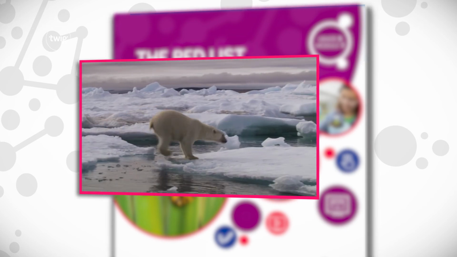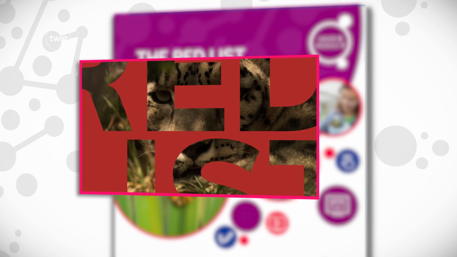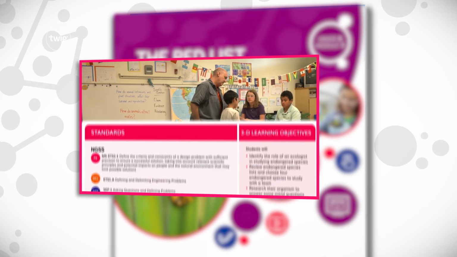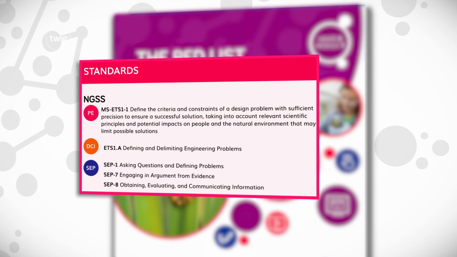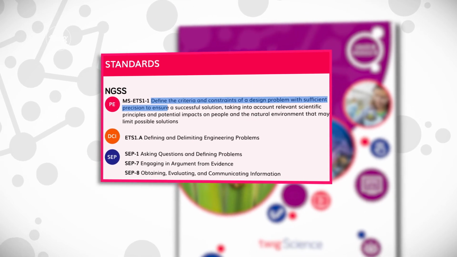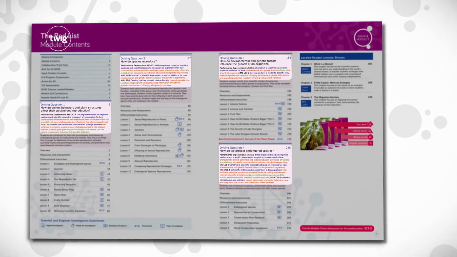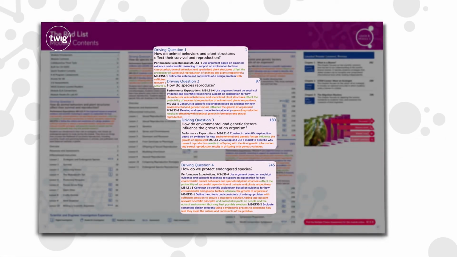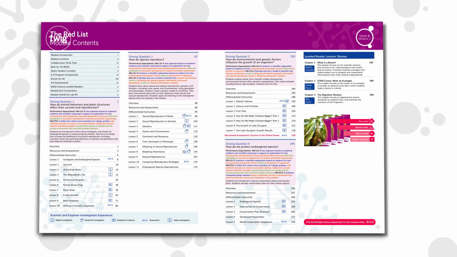In the Red List module, your students take on the role of ecologist and pick one endangered species to study. This video gives teachers an overview of the module phenomenon or problem, the sequence of learning, and how the performance expectations are addressed. The driving questions give teachers a roadmap for the conceptual flow of the module and break it down into clear, achievable learning goals.